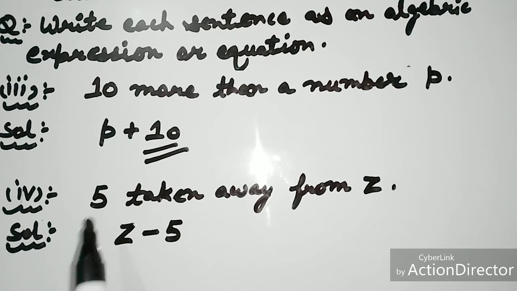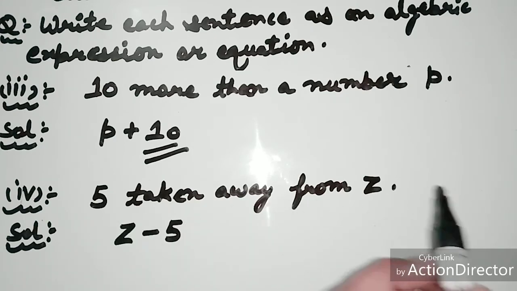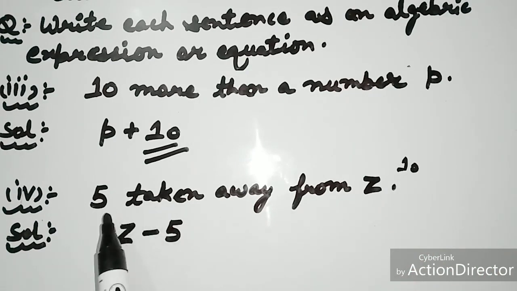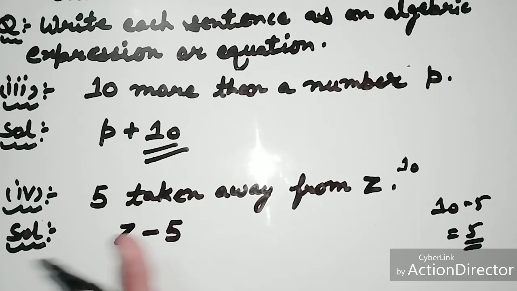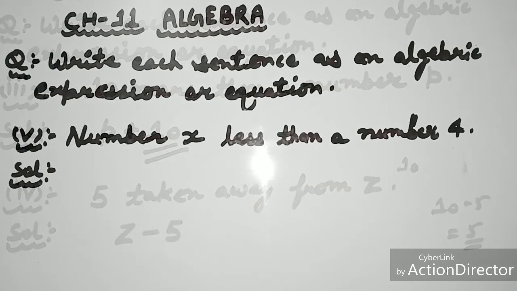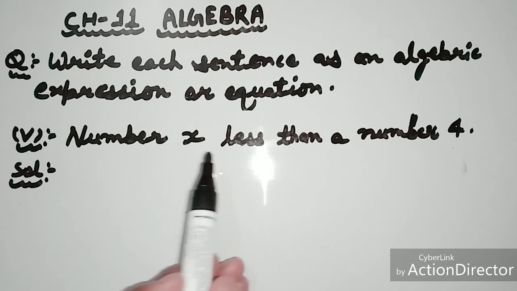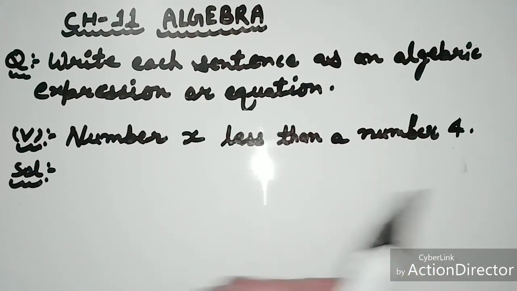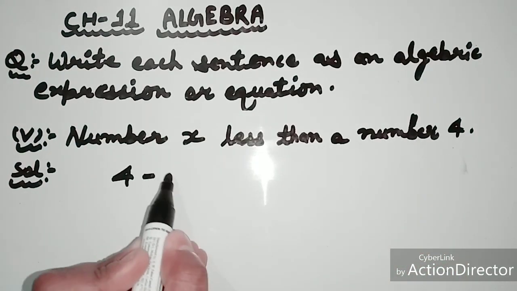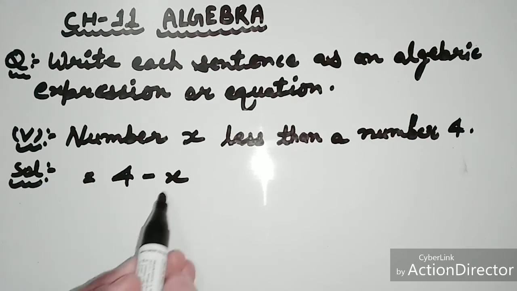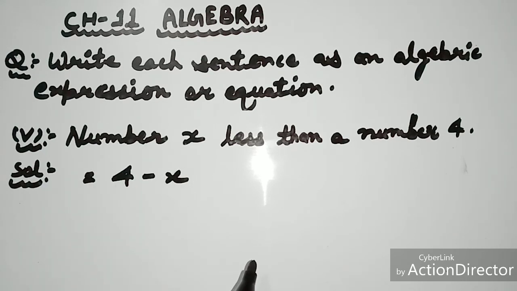Here we take another example, the same in arithmetic, like 5 taken away from 10. So 5 is taken away from 10, so 10 minus 5 and we get 5. Same as 5 taken away from Z, so Z minus 5. Now the next example, example number 5: number x less than a number 4. Here, x less than 4 means 4 minus x, because x is less than 4.